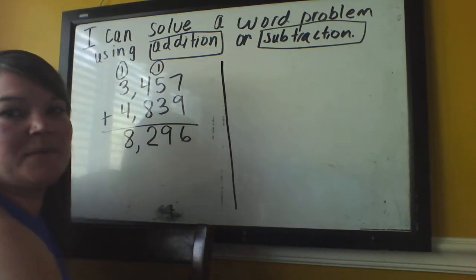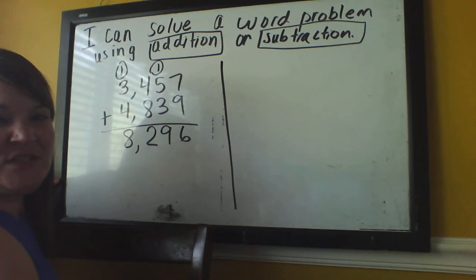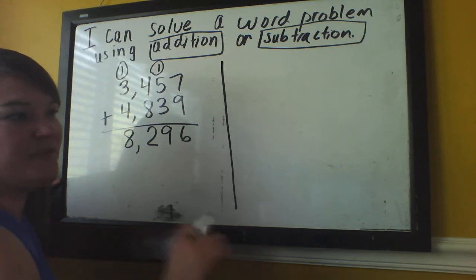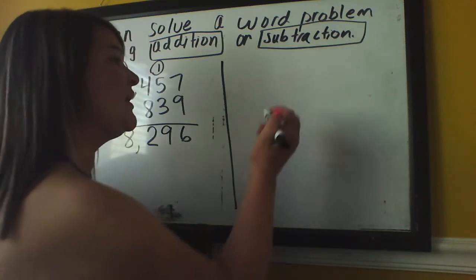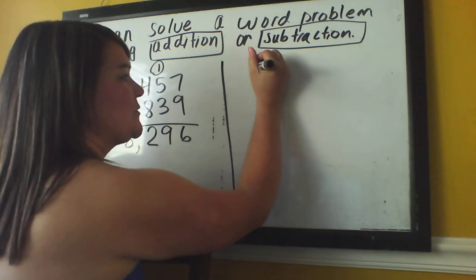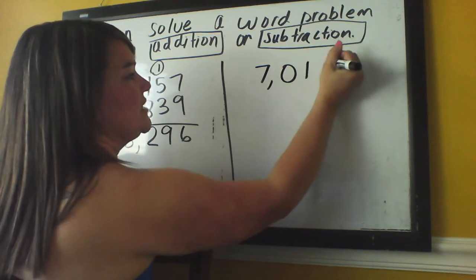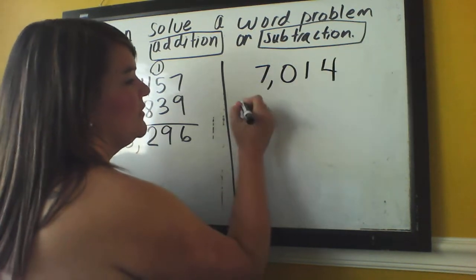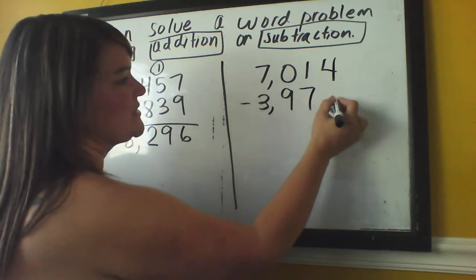Alright, so now let's review subtraction. The biggest problem that we always have is that sometimes we have trouble regrouping, and so my suggestion would be to regroup one thing at a time, because sometimes if we try to regroup too many things at a time we get confused. So let's say my subtraction problem is 7,014 minus 3,978.